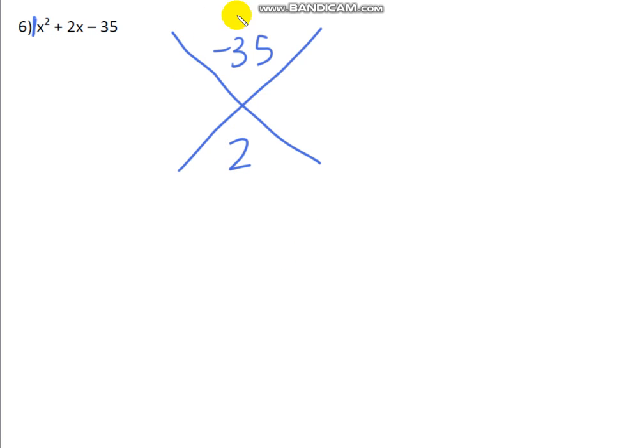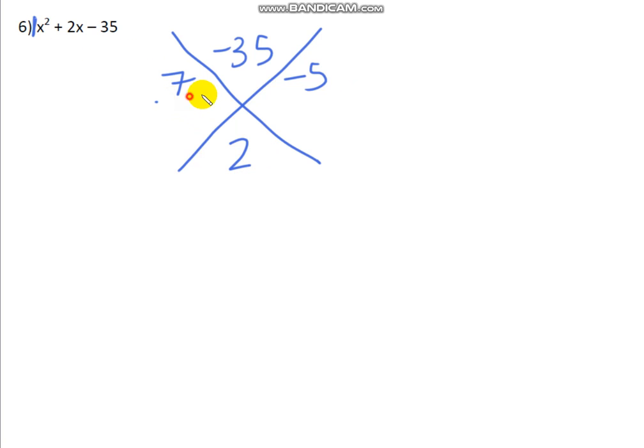Okay, this one, x squared plus 2x minus 35. So here we go with the lovely x. We're finding two numbers that multiply to -35. 1 times -35 is -35. And they add up to the bottom number, which is 2. So if I go to my list of numbers, I believe 7 and -5 will work because 7 times -5 is going to be -35. 7 plus -5 is going to be 2.